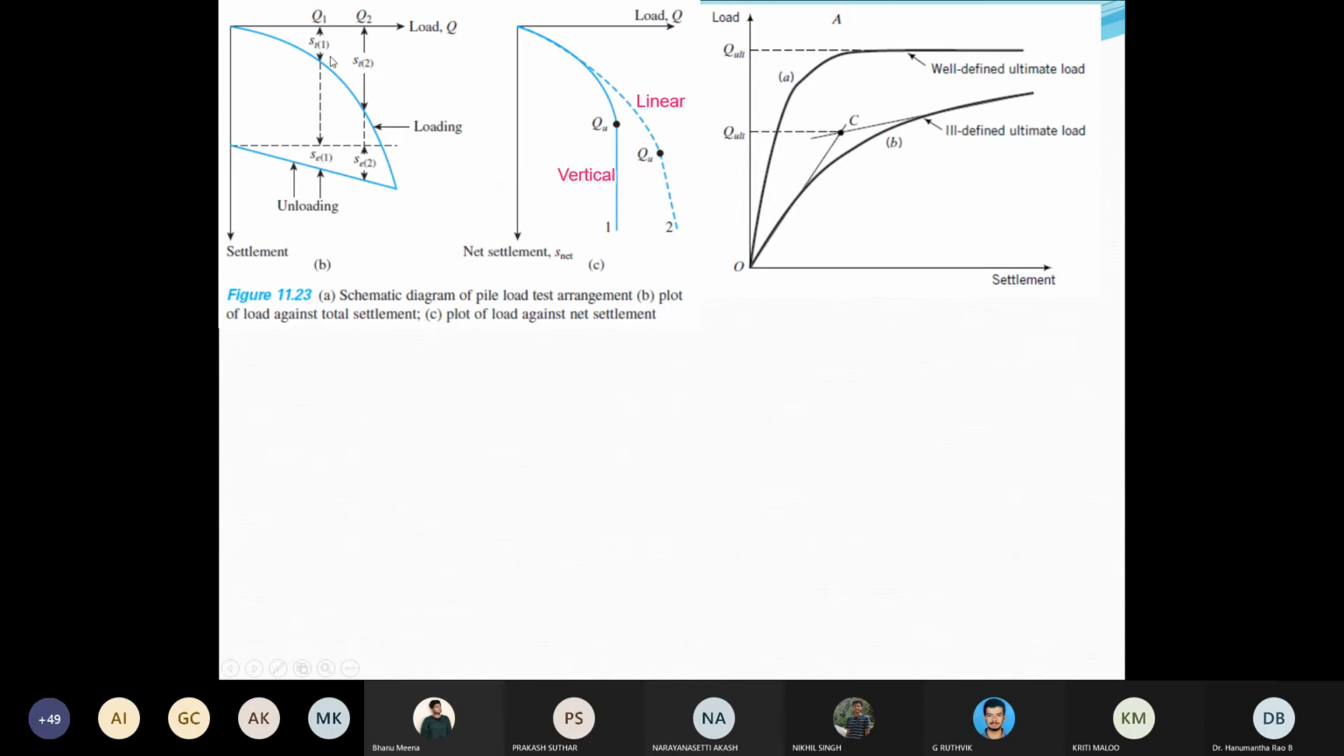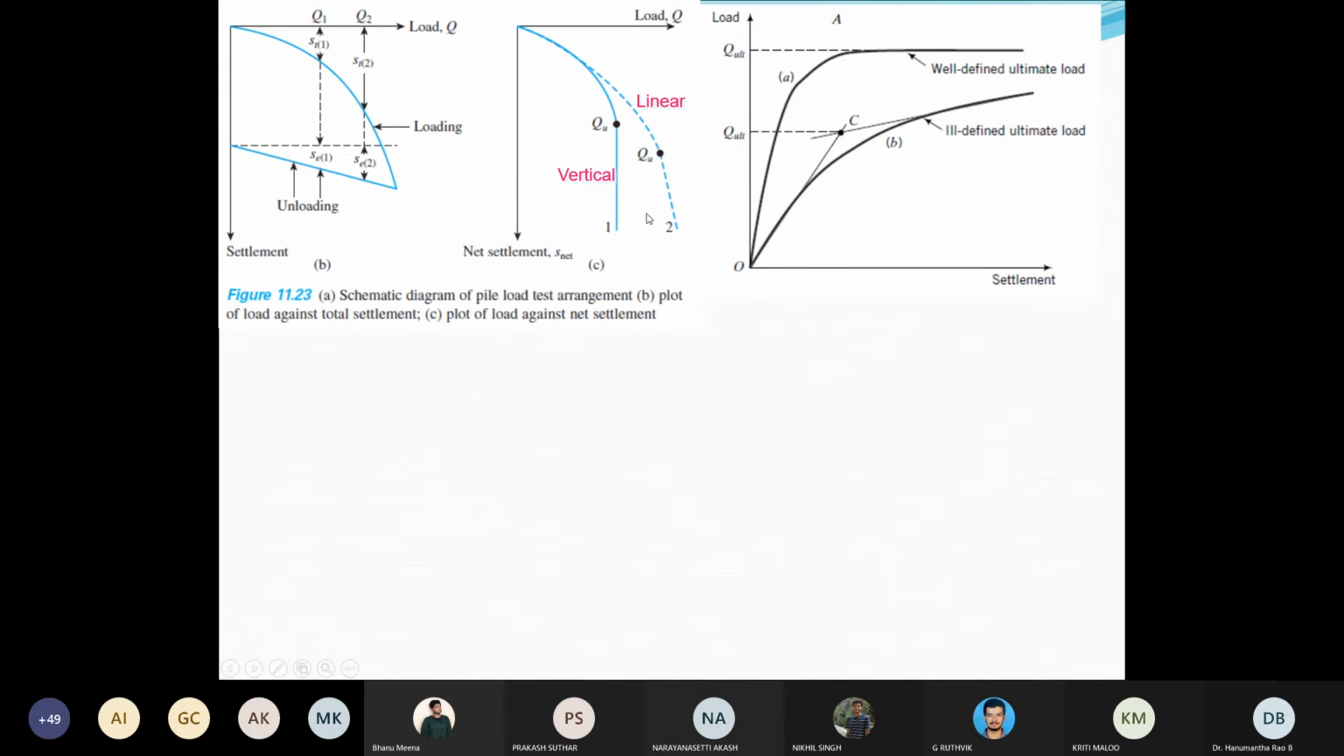Here you can see ST1 indicates the total settlement, and SE1 is the settlement because of the rebound. This can also be called the elastic settlement. So total settlement and elastic settlement, the difference of these two will give you the net settlement.